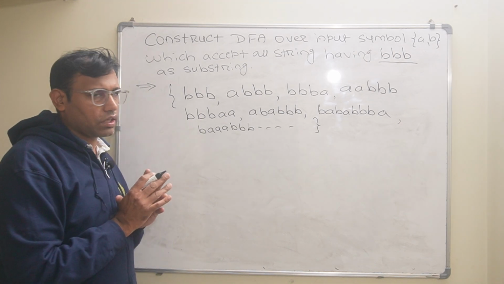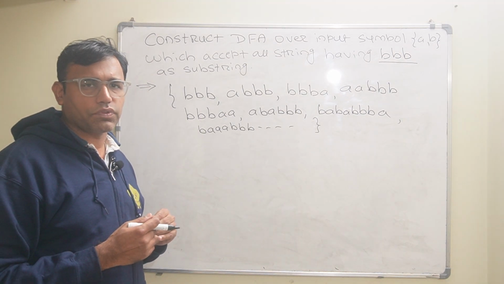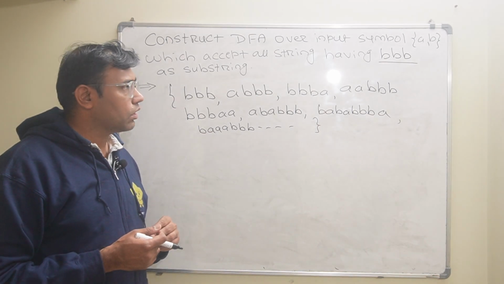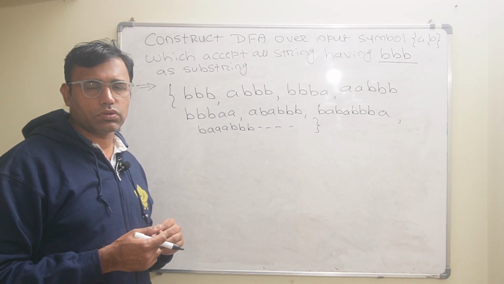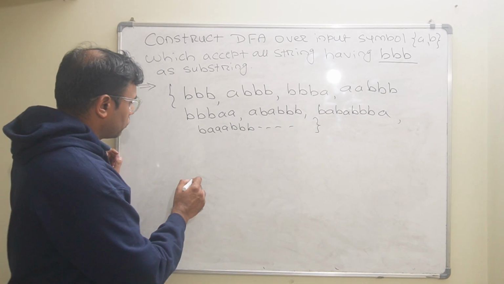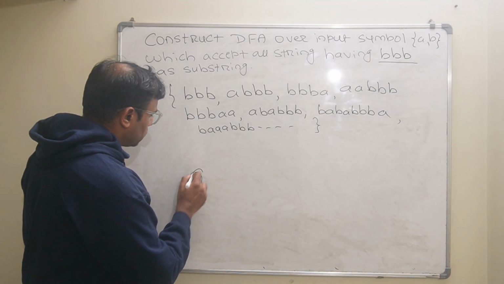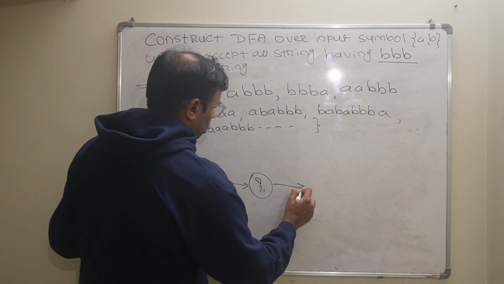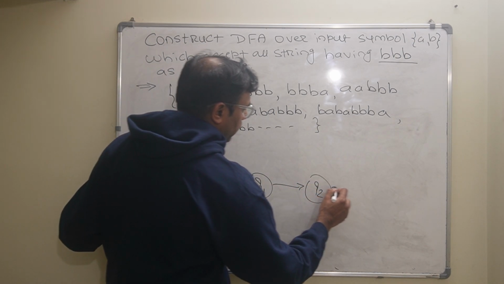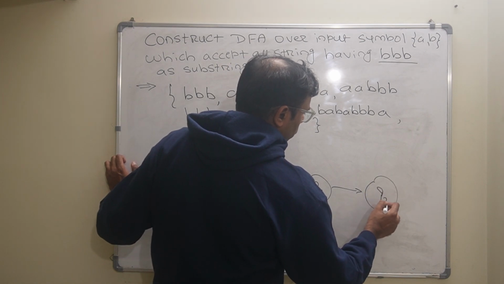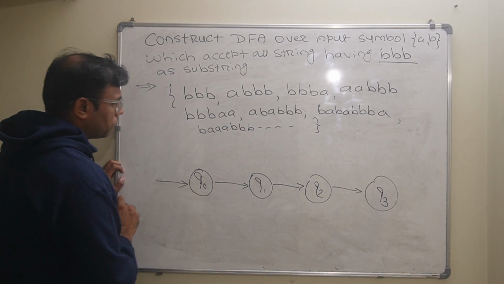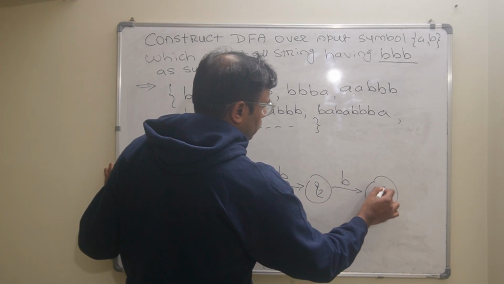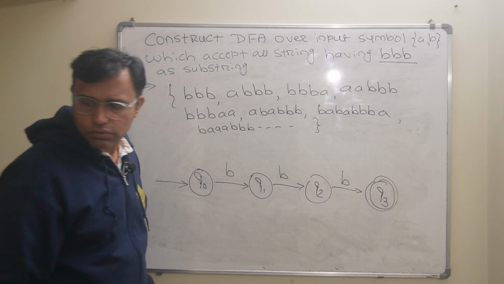So again, as I told you in earlier videos also, the total number of states in DFA will be length of the substring plus 1. So here length of the substring is 3, so total number of states will be 4. First of all I will draw the states. So Q0, then Q1, then Q2, and then Q3. So here the first string is bbb, so I will write here bbb, and Q3 will be the final state.